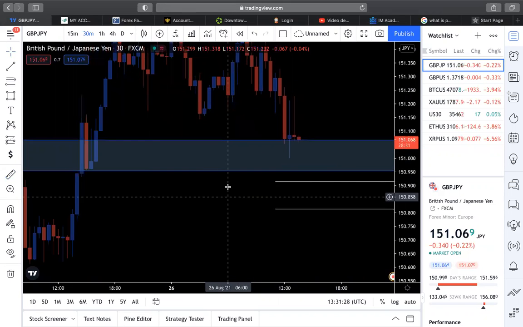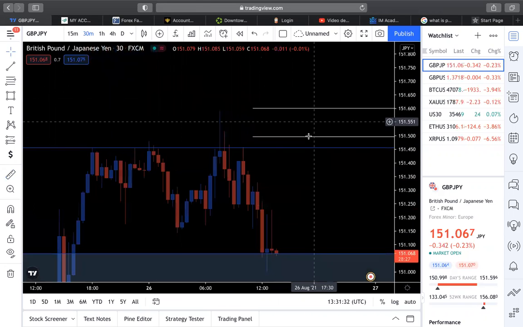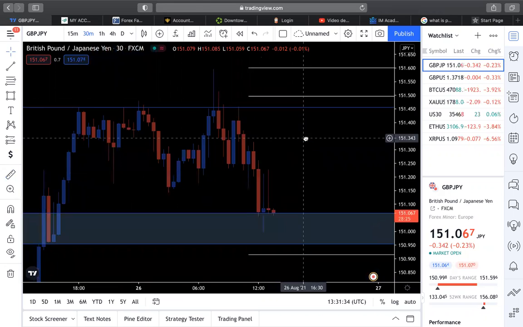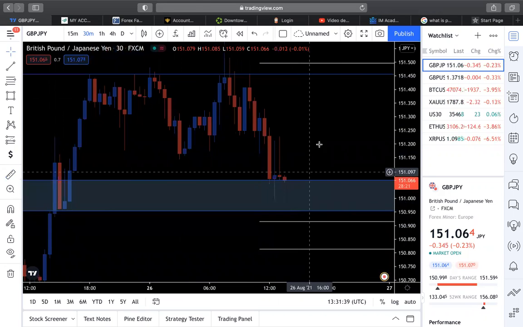So yeah, guys, I'm just waiting for either this sell or this buy to happen. The sell is probably going to happen today, just because it's closer down here. So who knows?